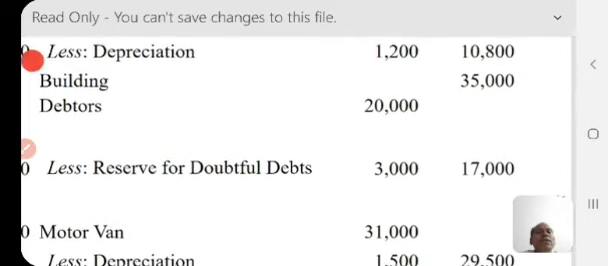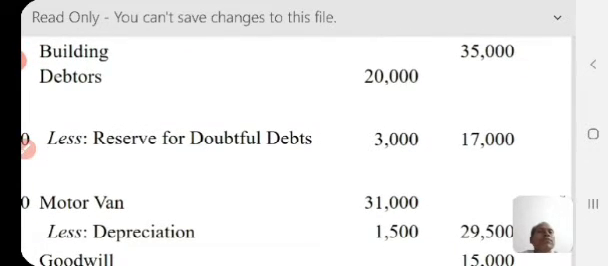Next, debtors. See the debtors: 20,000 are the debtors. Reserve for doubtful debts 3,000 is mentioned. The 17,000 is given in the adjustments. That means 3,000 are doubtful. So 20,000 minus 3,000, 17,000 is the debtors.